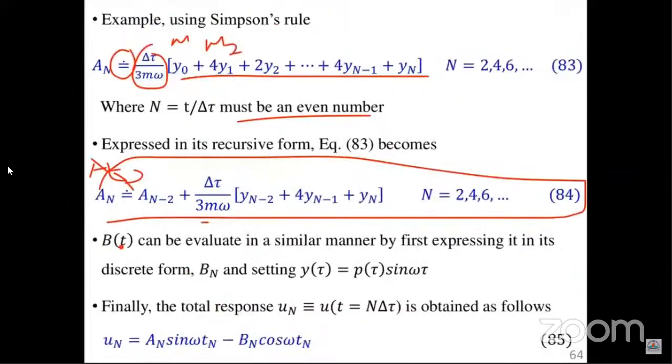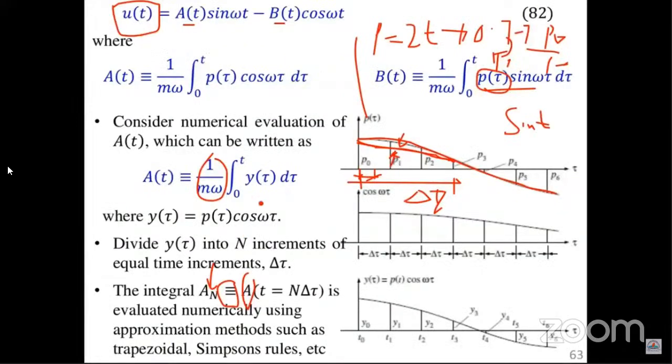We say now b(t), again you can express it in a discrete form b_n, just the same way you express a_n, and in this case the function y(tau), the integral part, will be equal to sine. Of course, this part a is t. Sorry, here you may need some correction.